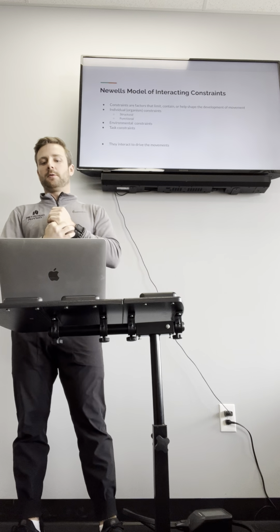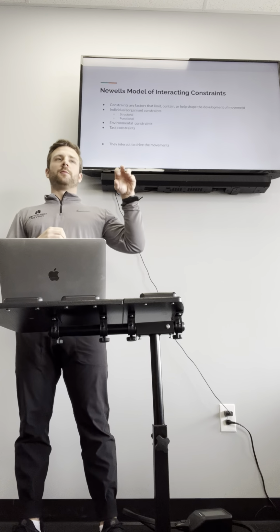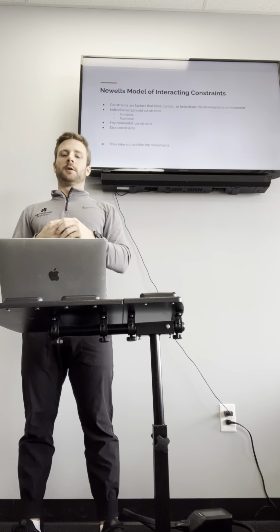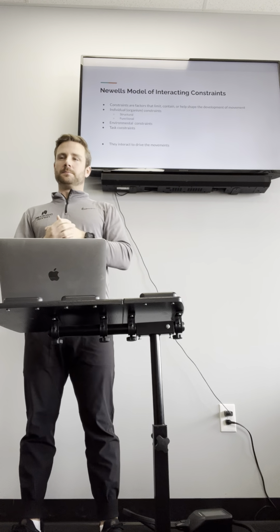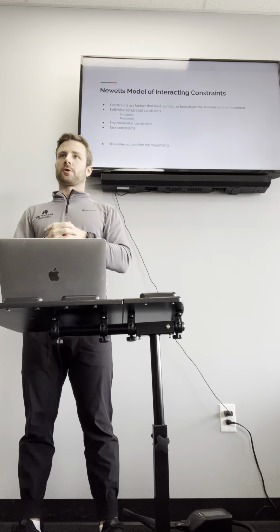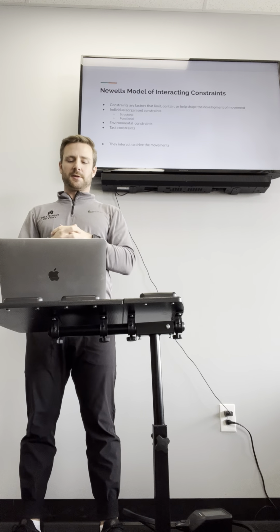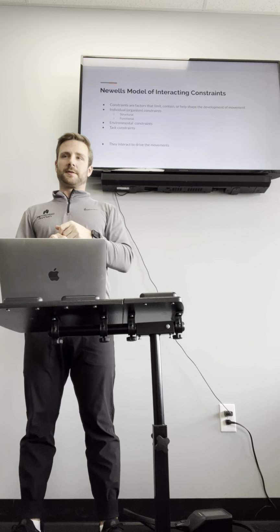It's Newell's model of interacting constraints. Just something to keep in mind as we go forward, when we're progressing in our motor development, is that constraints are basically the individual or the organism that's performing the movement. Whatever constraints they have, whether structural or functional, that could be joint range of motion, mobility, strength, capacity, whatever. Then the environmental constraints, so anything that's going on around you, and then the task constraints.